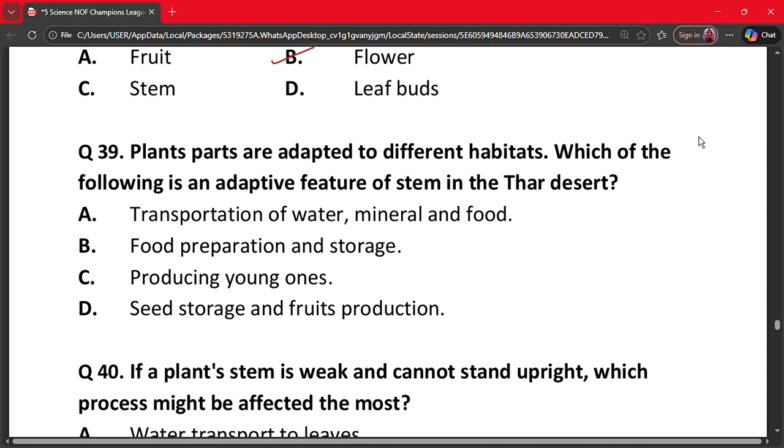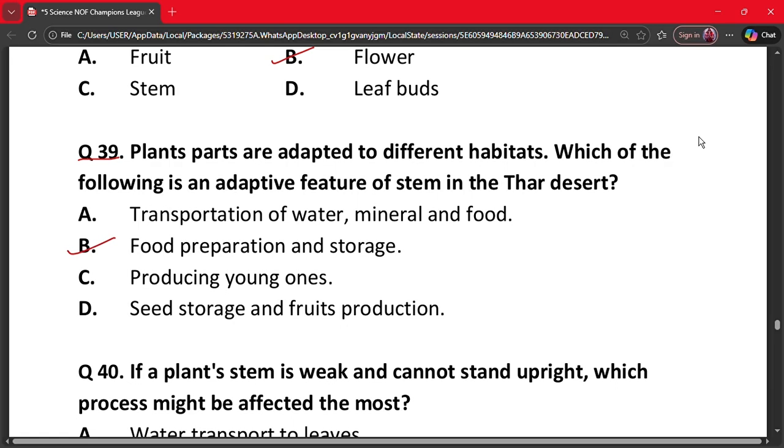Question number 39. Plants' parts are adapted to different habitats. Which of the following is an adaptive feature of stem in the Thar Desert? A. Transportation of water, mineral and food. B. Food preparation and storage. C. Producing young ones. And D. Seed storage or fruit production. The correct answer is option B.